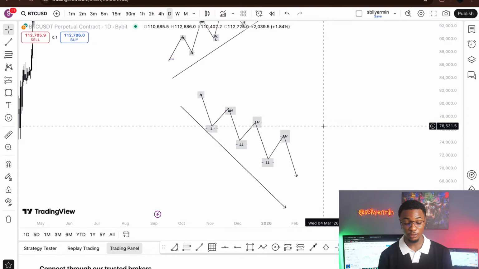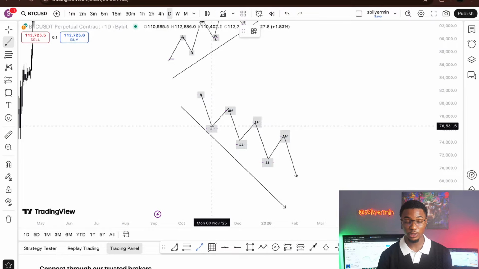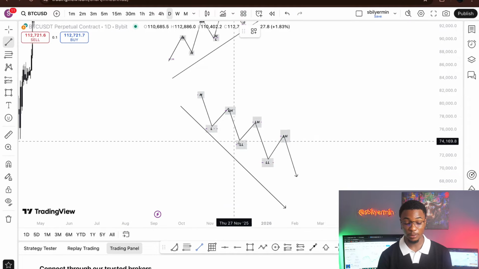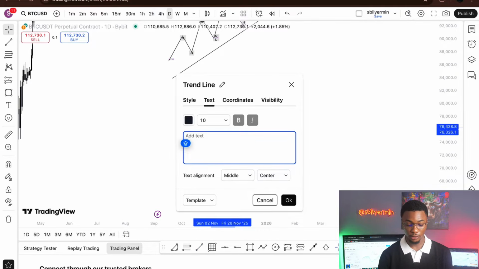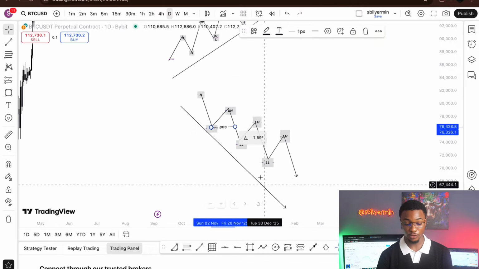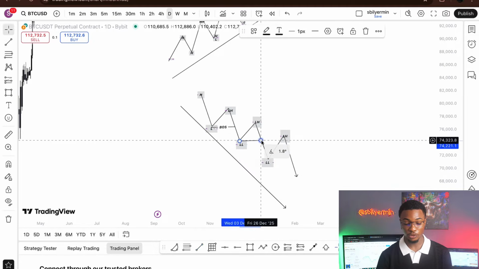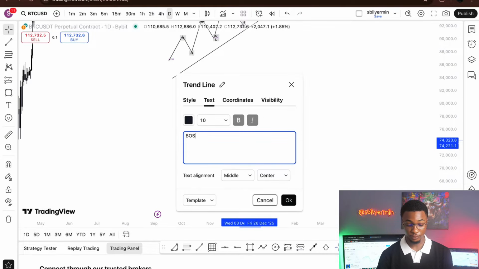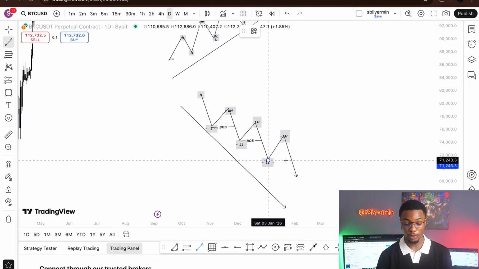Where we get a break of structure to the downside is when the market is breaking the previous lower low. For example, you see this: the previous low, the wick previously, the market is breaking it. So here we have what? Our break of structure when the market is going down. That is what we call a break of structure to the downside. Here is our break of structure. And here is also what? Our break of structure.